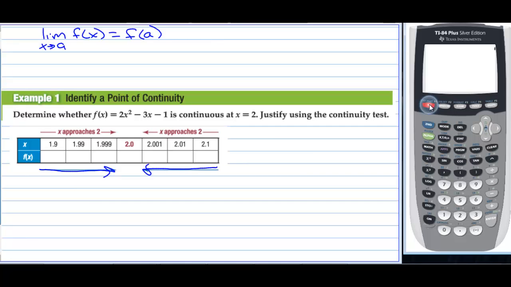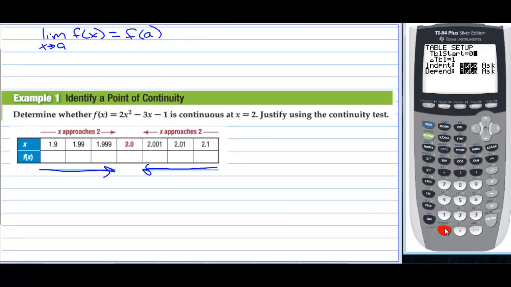We're going to go to y equals. We'll turn it on, of course. We're going to go to y equals, that's in the top left. And we have 2x squared minus 3x minus 1. And press enter so that it enters there. We're going to go to the table set. We're going to use a table to do this.